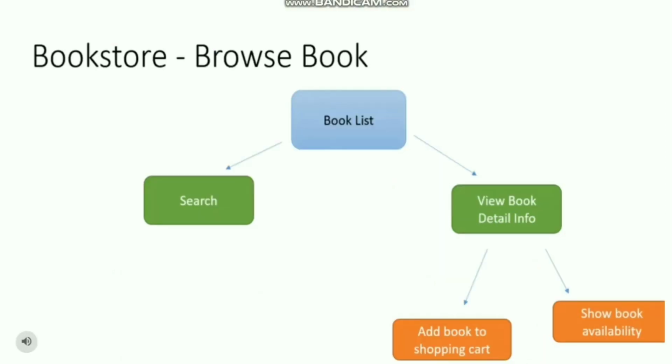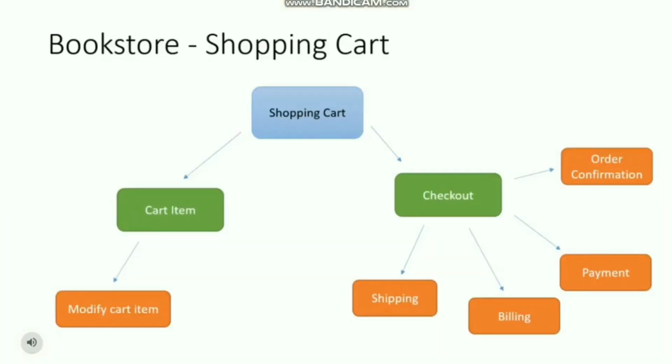The second module is browse books. That is, the user will have options like search and view book details. The third module is the cart module, or we can say shopping cart, in which the user is able to add and remove cart items and can proceed with checkout, which includes payment options, billing, shipping, etc.